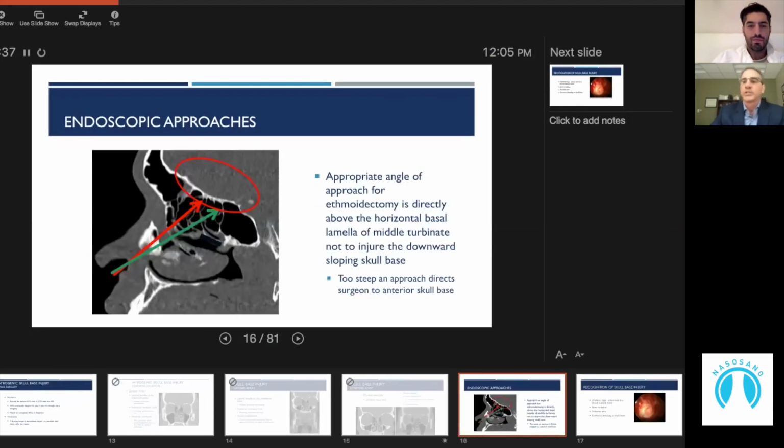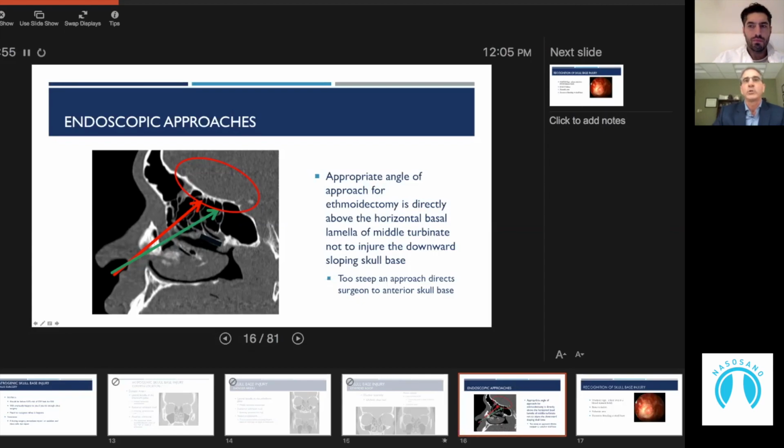When we're doing sinus surgery, we need to remember the angle that we're approaching the ethmoids. The horizontal basal lamella of the middle turbinate is really our landmark. We want to stay right above that. And if we do, this green arrow shows that we will come to the posterior ethmoids right in front of the face of the sphenoid.